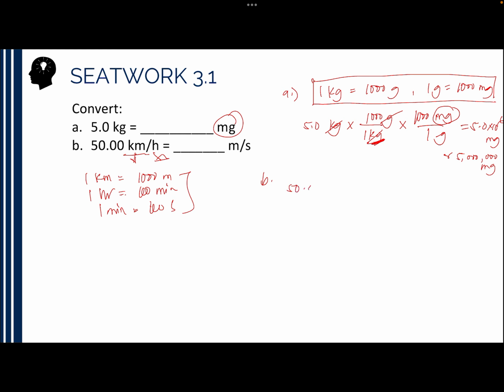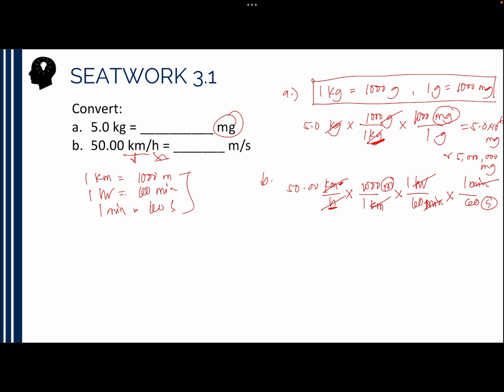So 50.00 km over h times, since naa diri sa taas ang km, so ang naa dapat sa conversion factor, ang atong km dapat nasa ubos to cancel out. So we have now the meter. And then for second, so we have the hour here. So dapat nasa taas ang hour, 1 hour, then 60 minutes times 1 minute is equal to 60 seconds. So cancel out the km, the hour, the minutes. So ang mabilin na sa atong unit is the meter and the second.